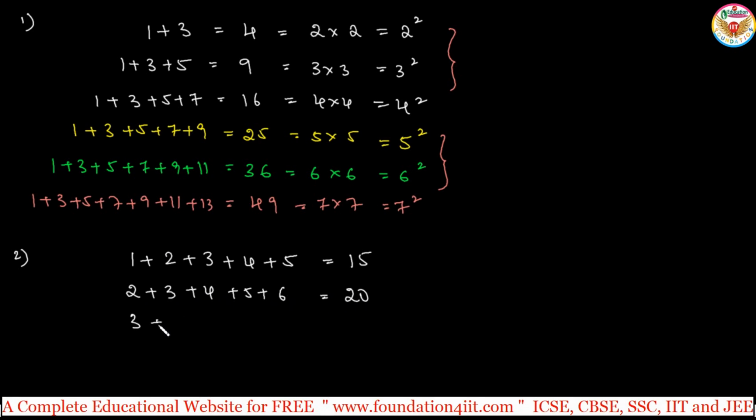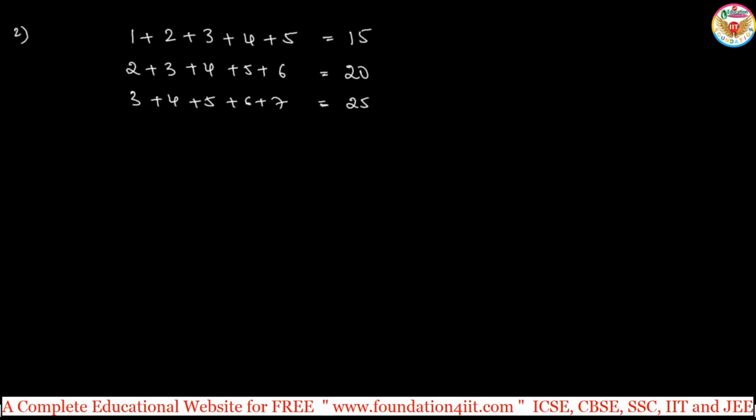Again, start with 3, next 5 numbers: 3, 4, 5, 6, 7. So the value is 25. Now by observing, can you make the next 3 sets or the next 2? Clearly, the next 2 steps in this pattern will be, what will start now? Start with 4: 4, 5, 6, 7 and 8.